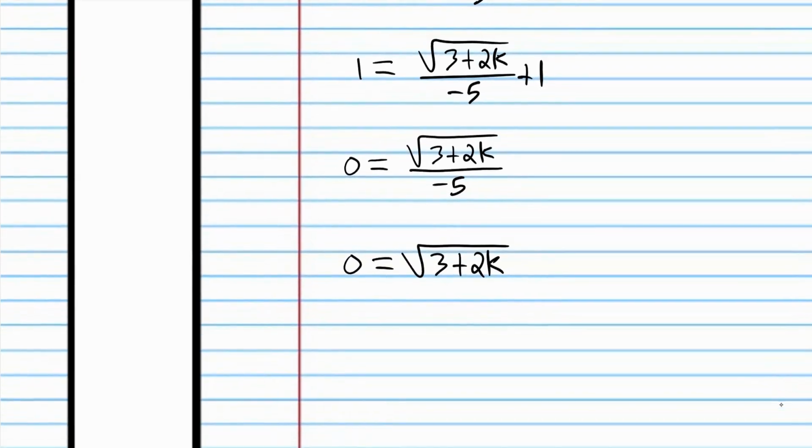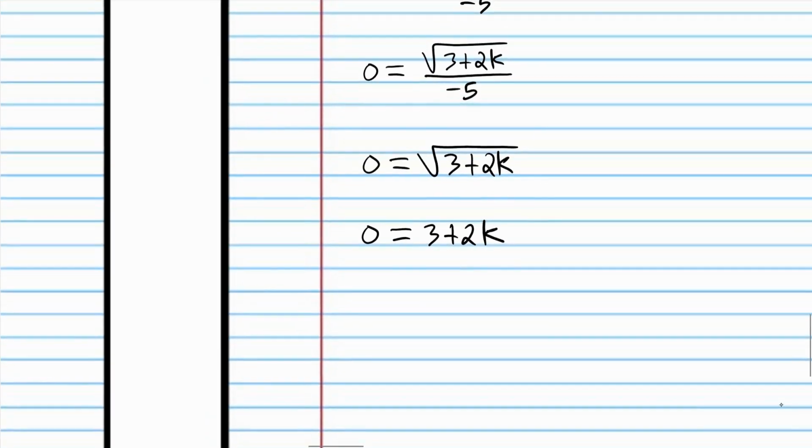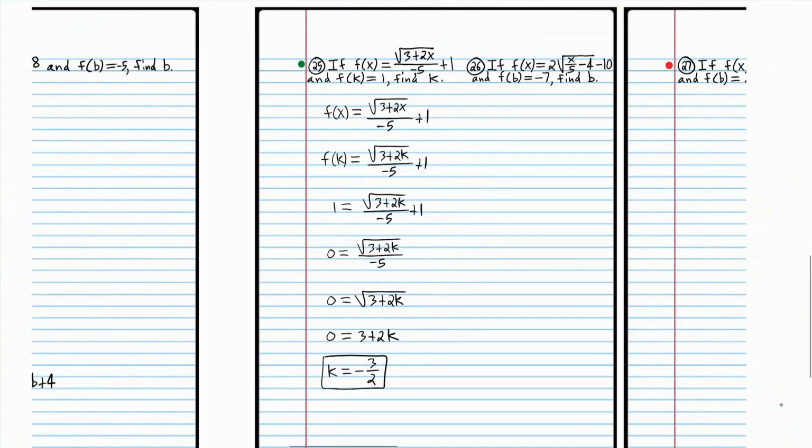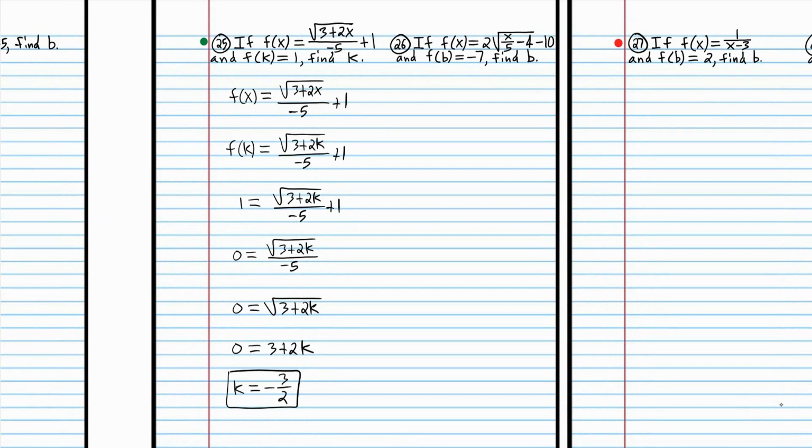And then I'm going to square both sides of the equation, and you can show that, but you don't really have to. So that gets rid of the square root. 0 times 0 is 0. And then we're going to subtract 3 and divide by 2, and k is equal to -3/2. So if you got that right, excellent. Go ahead and try number 26. And when you come back, we'll do it together.